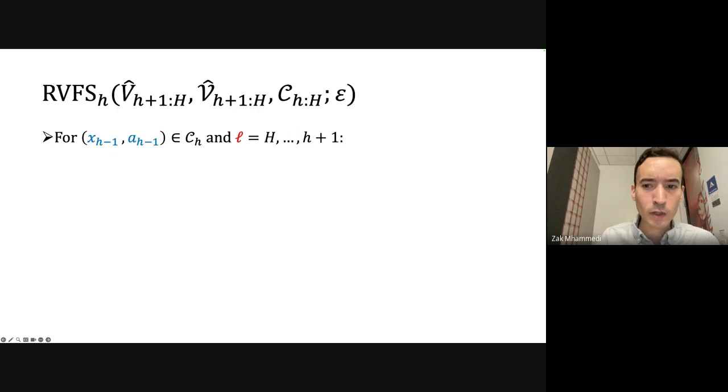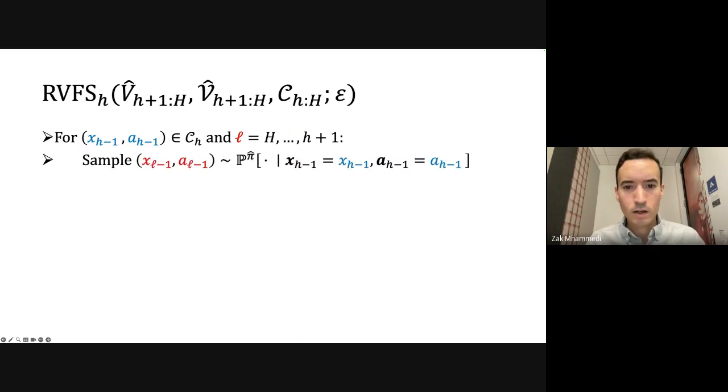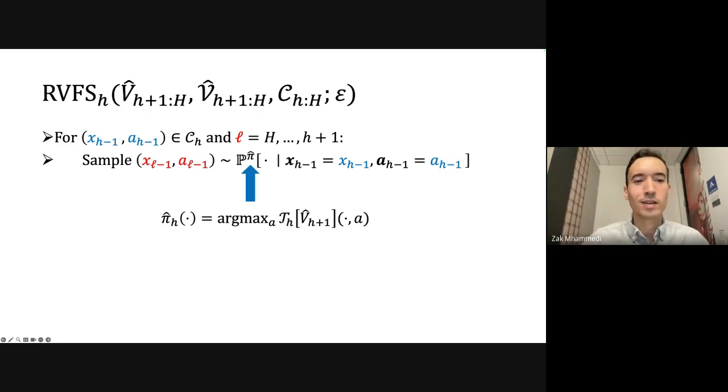Okay, so the first step of the algorithm involves a loop over state action pairs in the core set of layer H, and also a backward loop over future layers. That's L in red. Then, given this state action pair in blue, the algorithm rolls out using pi hat. Hopefully this answers the question that you asked. The policy here is somewhat unusual because it involves computing the Bellman operator of the estimated value function to get the actions to execute.